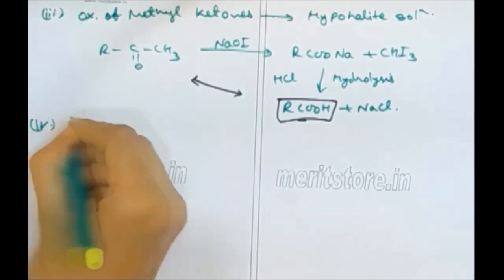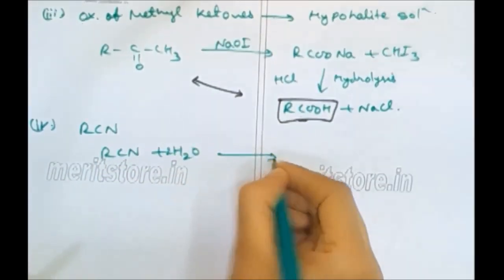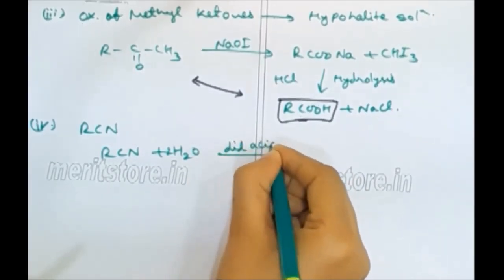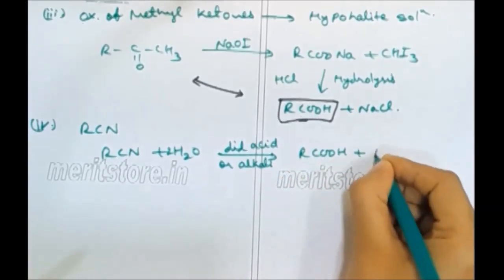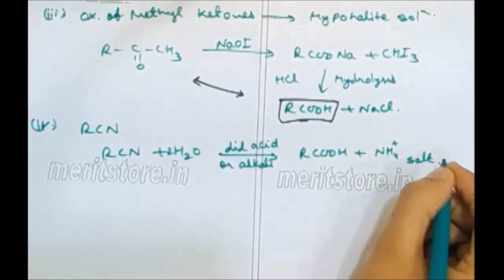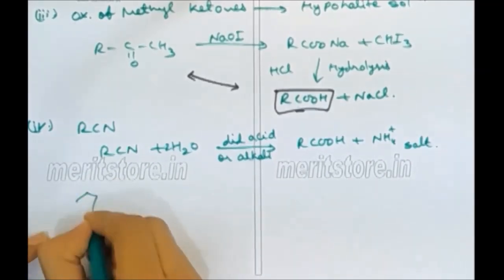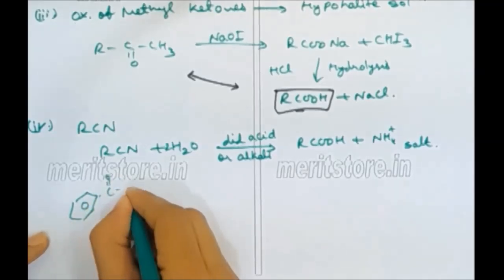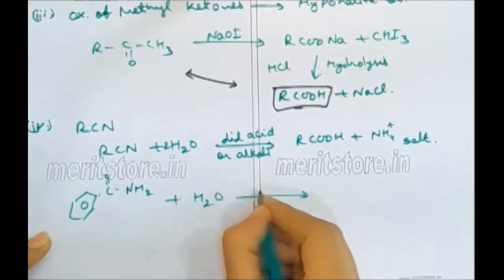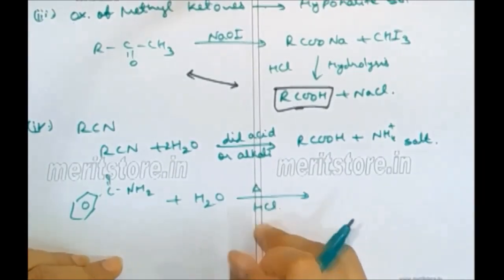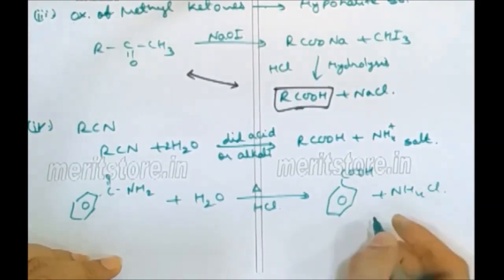And the next method is from alkyl cyanide. Alkyl cyanide in reaction with water in the presence of dilute acid or alkali will give carboxylic acid and salt. It is a very good synthetic method for preparation. And one more is from amides. Amides also undergo this type of reaction. Amides on heating with hydrochloric acid and water will give benzoic acid and its ammonium chloride.